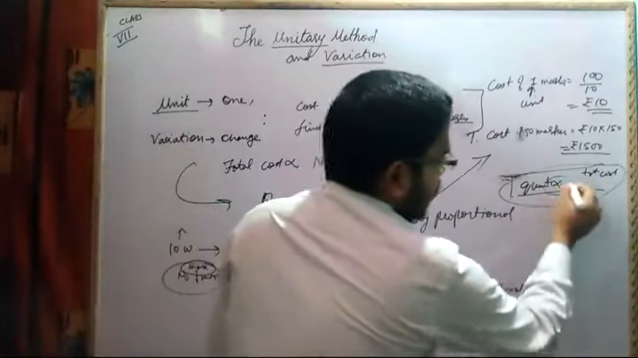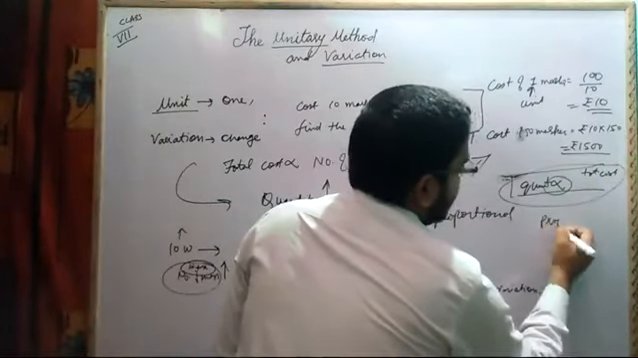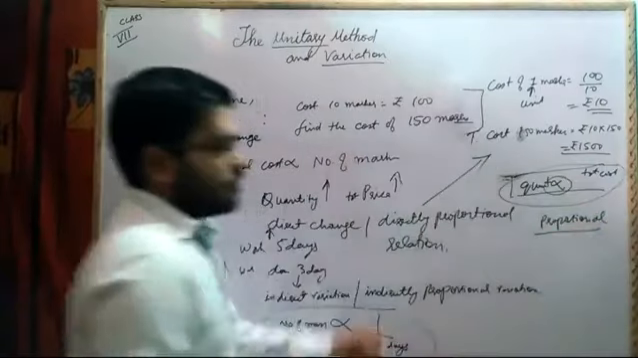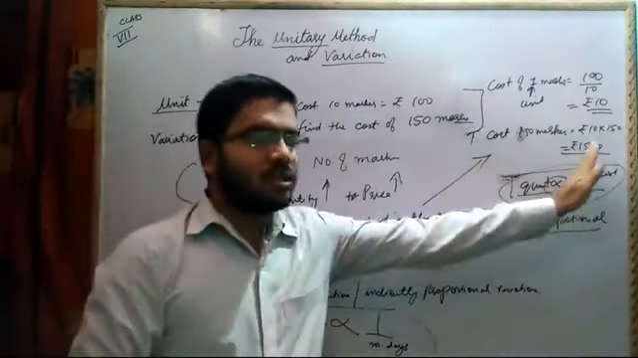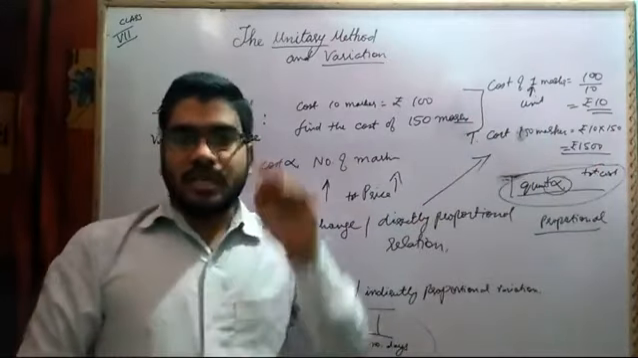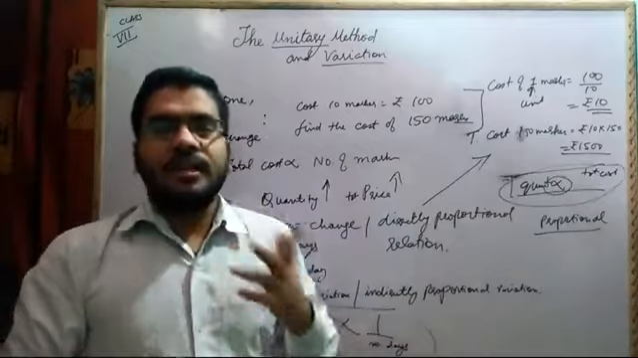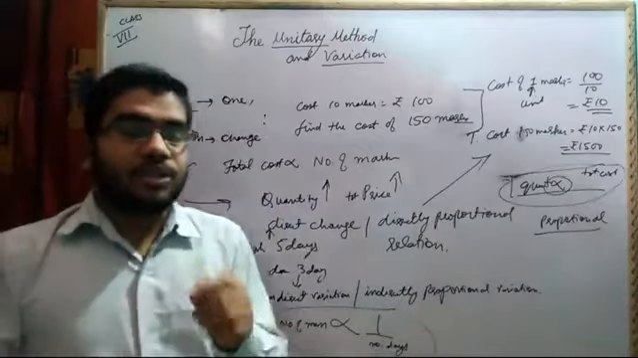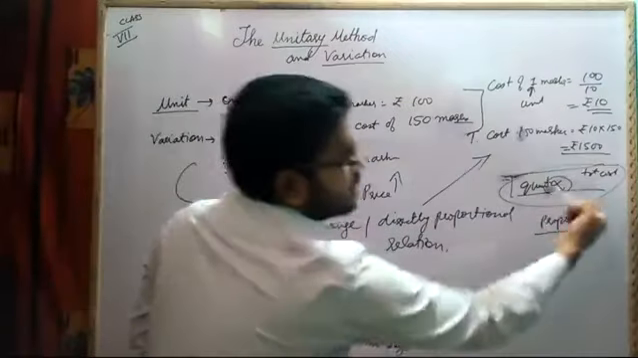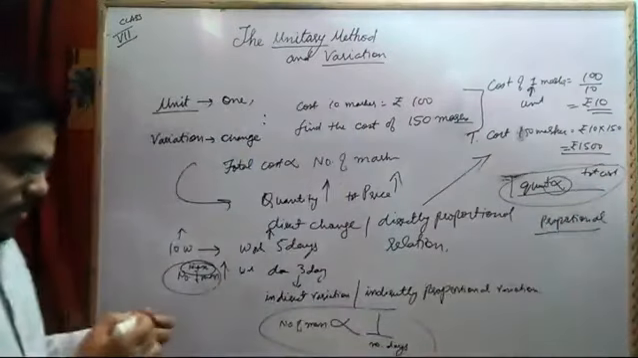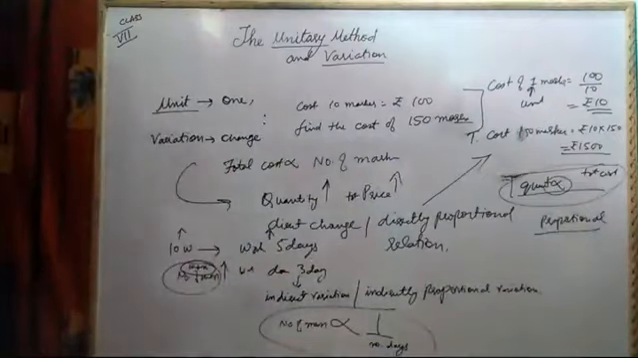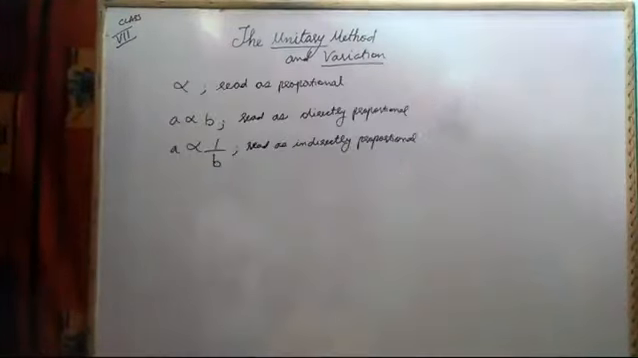So this symbol is called the proportional symbol. If one quantity is increasing, the other quantity is also increasing, then it will be read as directly proportional. If one quantity is increasing, the other quantity is decreasing, then this symbol will be read as inversely proportional, and the quantity will come in the denominator. Here both the quantities will remain in the numerator. So now I will give you these two formulas in the new board once again.